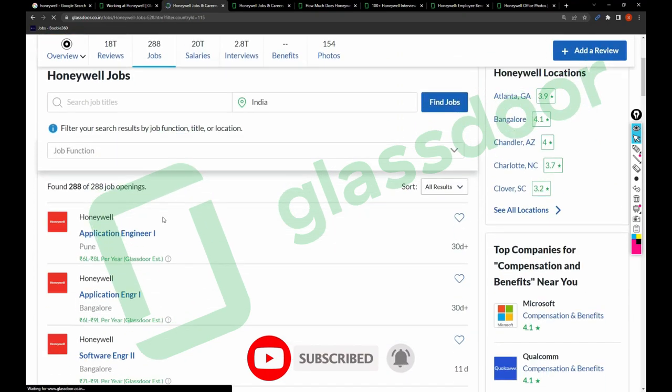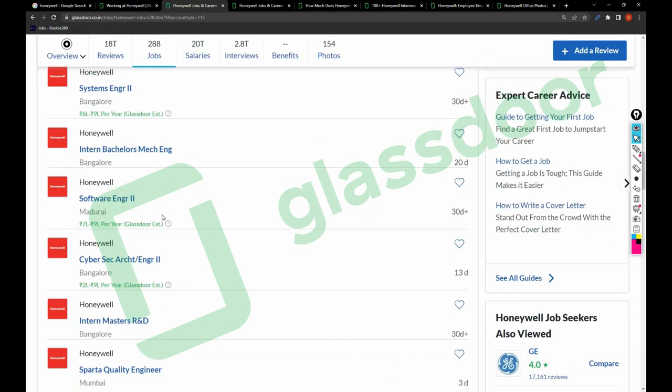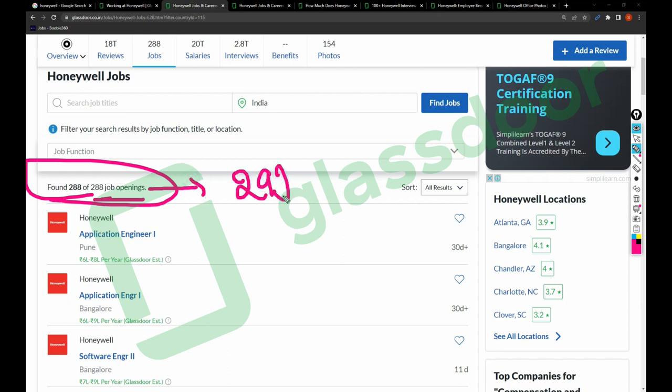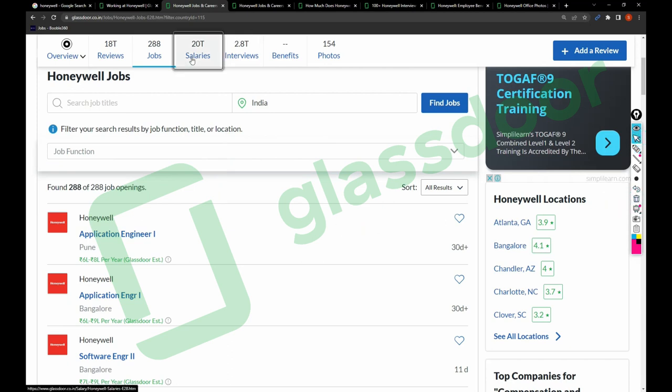So I think it is showing the jobs only based out of India, but there are hundreds of jobs. So I recommend you to watch my previous video where I have shown lots of jobs, I mean, how to search, filter and apply for the jobs in Honeywell. I would be adding that video somewhere in the i-card. So I recommend you to take a look. And there are 288 job openings here in Glassdoor, whereas there are 292, if I'm not wrong, in India. I'm really not sure, but go with my previous video so you will understand more.